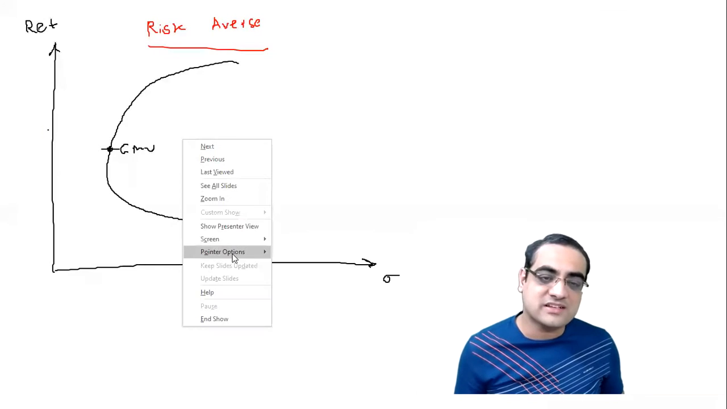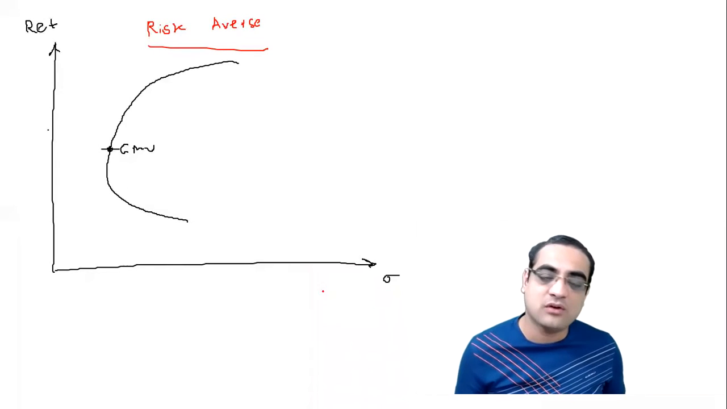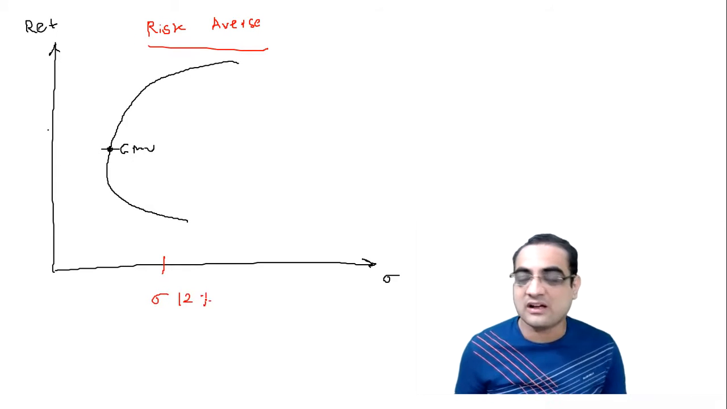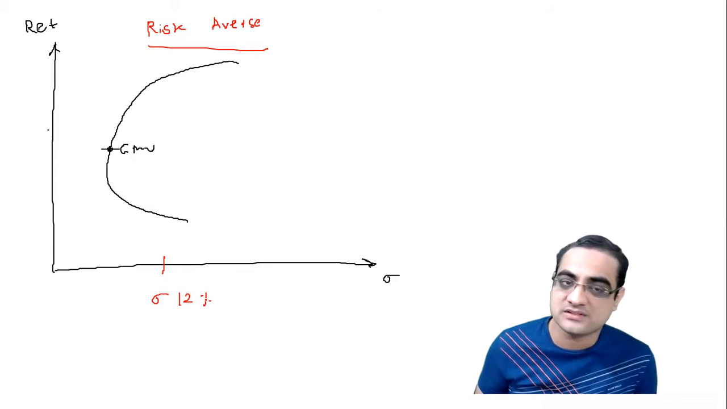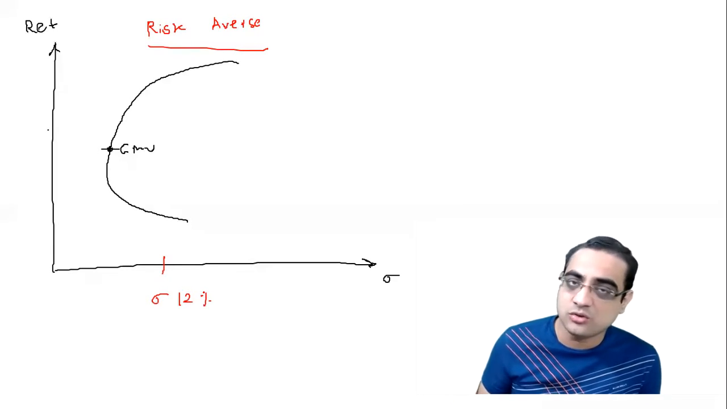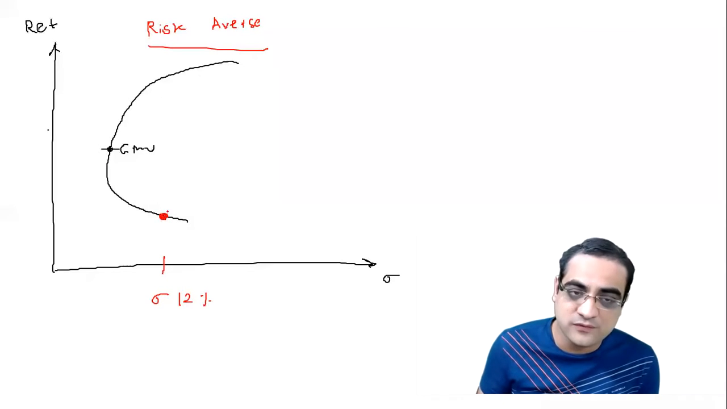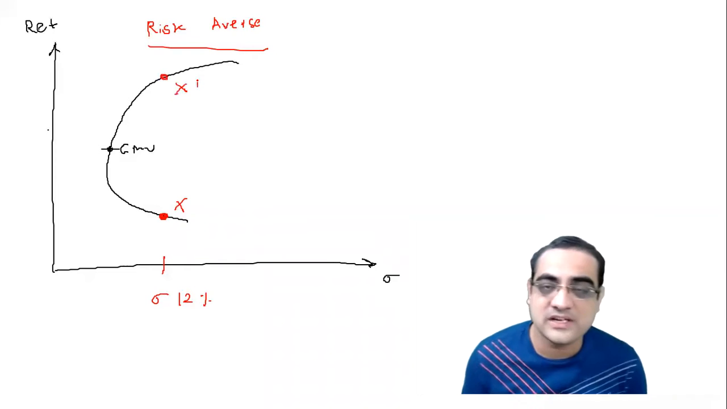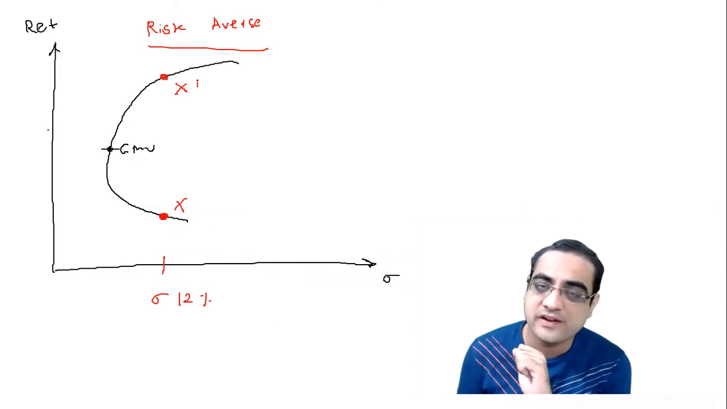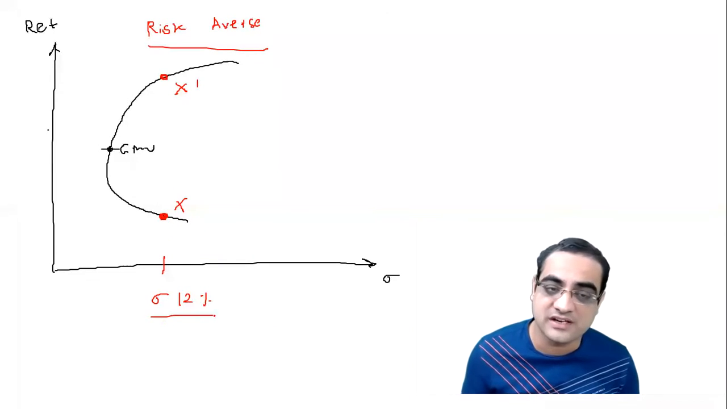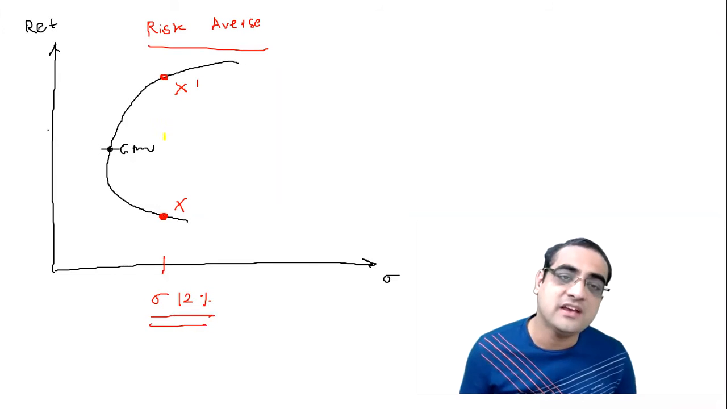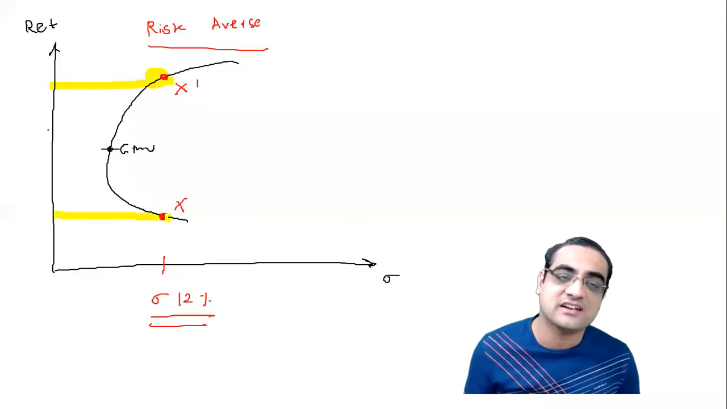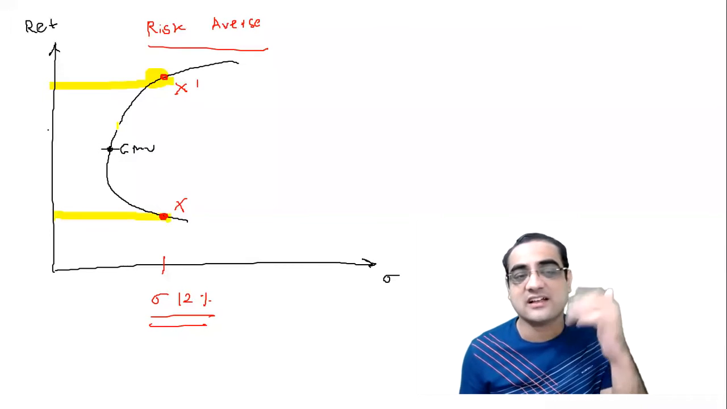Okay, so now let's say the client tells us that I want to take a risk of sigma of 12%. So a client says I have a tolerance for risk of 12%, and at that there are two portfolios. One is this portfolio which is X, and one is this portfolio which is X dash. Between X and X dash, both have the same risk of 12%. But if you observe carefully, X dash's return is higher as compared to X's return.